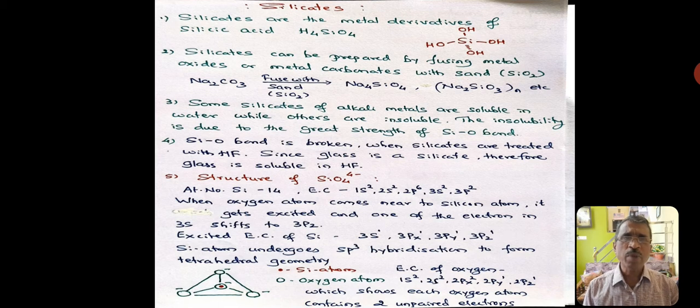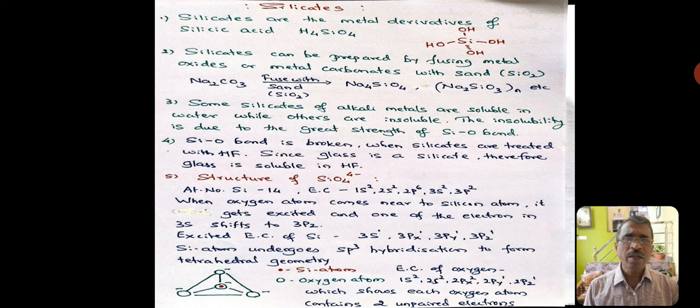When the oxygen atom comes nearer to the silicon atom, silicon gets excited and one of the electrons in 3s shifts to 3pz. Therefore, the excited state electronic configuration of silicon is 3s1, 3px1, 3py1 and 3pz1, which shows the silicon atom contains 4 unpaired electrons. These atomic orbitals undergo hybridization to form sp3 hybridization resulting in tetrahedral geometry.